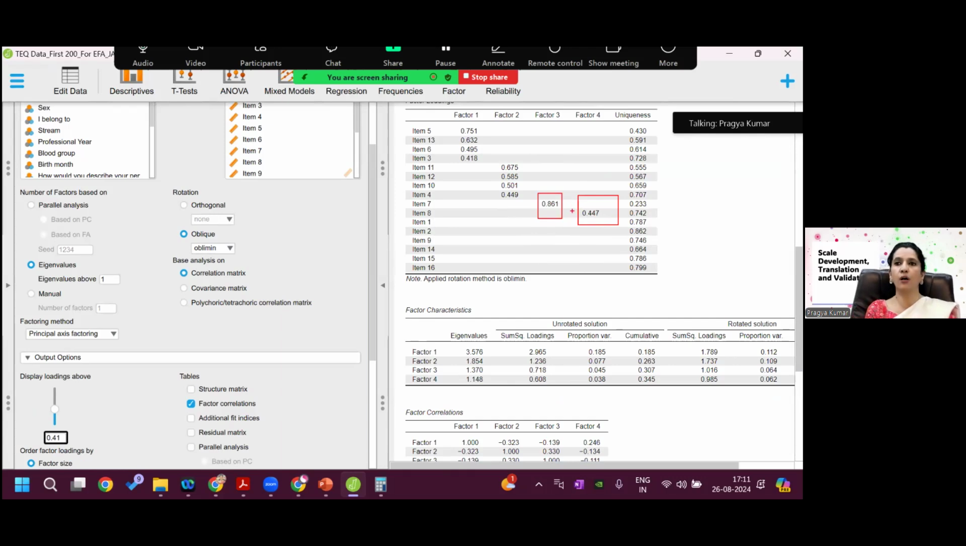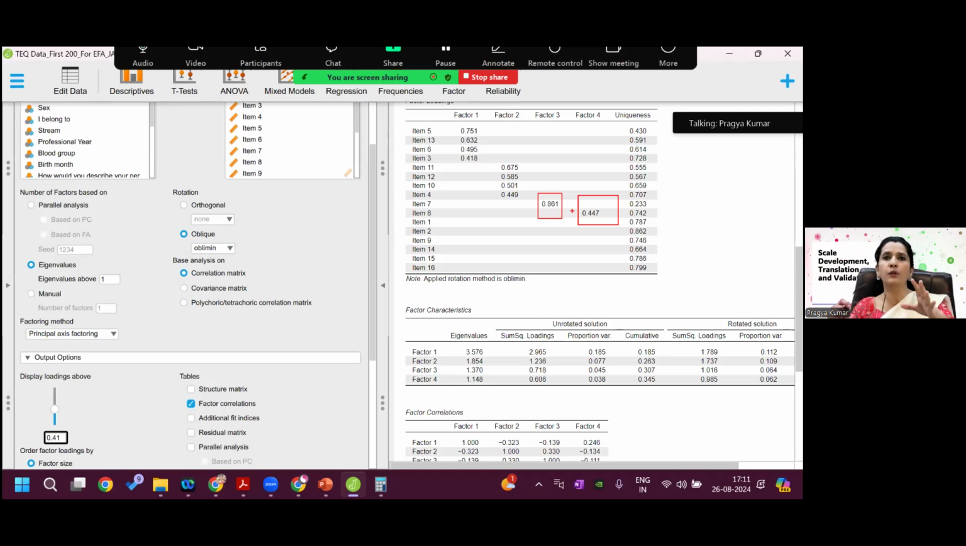So if a factor is getting loaded by only one item, it is not accepted. There should be a minimum of 2 items loading on one factor, only then will you accept that factor. So although the variance explained is more here, that 4-factor structure you are not going to accept, because factor 3 and factor 4 are getting loaded by only a single item, and that generally we don't accept. It should have at least a minimum of 2. Otherwise we say 3. So that's why we will discard this.